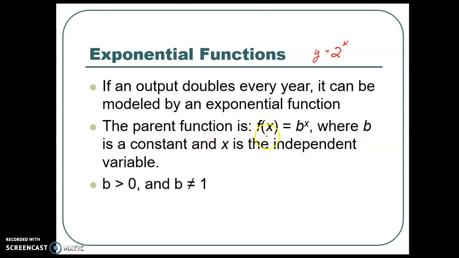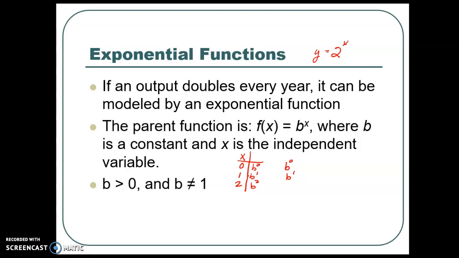The parent function is f of x equals b to the x, where b is a constant and x is the independent variable. So the x here, the actual exponent, is the one that changes. Okay? The b stays the same. B to the 0, b to the 1, b to the 0, b to the 1, and b squared.